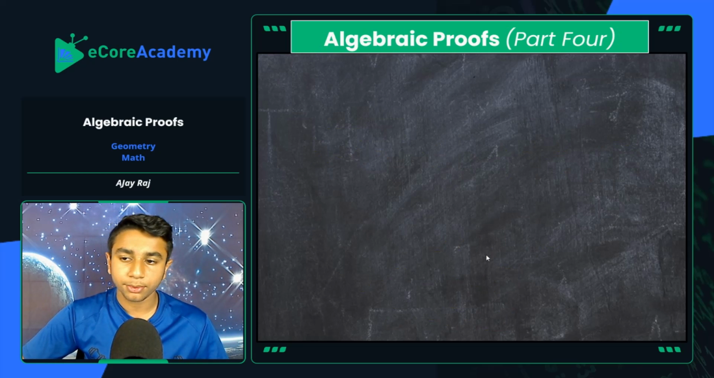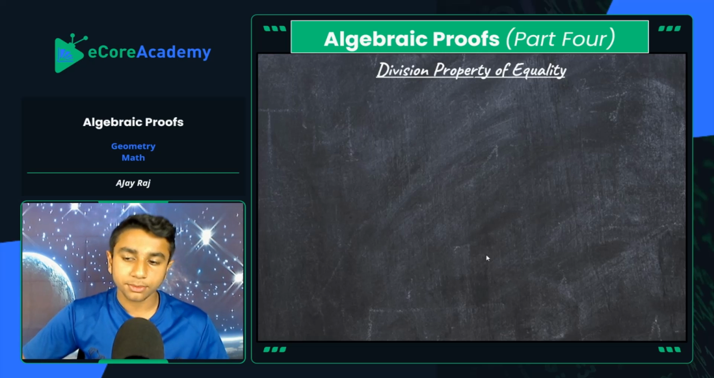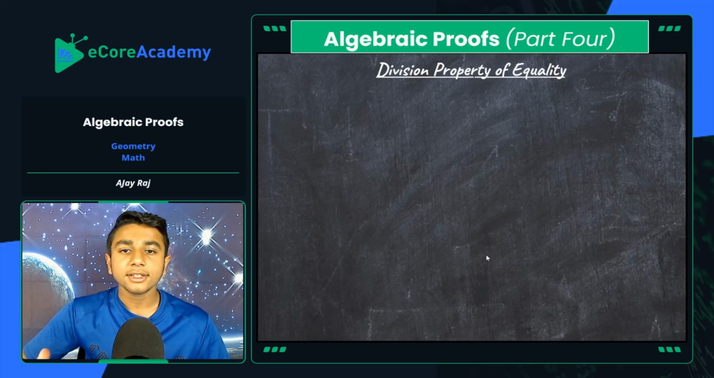Let's move on to our final property of equality that I'm going to mention today, and that's algebraic proofs part 4, the division property of equality. This is basically the inverse of the multiplication property of equality. Just as I said, the subtraction property of equality and the addition property of equality are inverse operations, and multiplication is the inverse of division because it reinstates the exact opposite property to an equation.